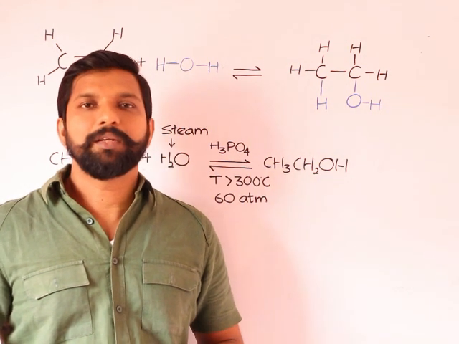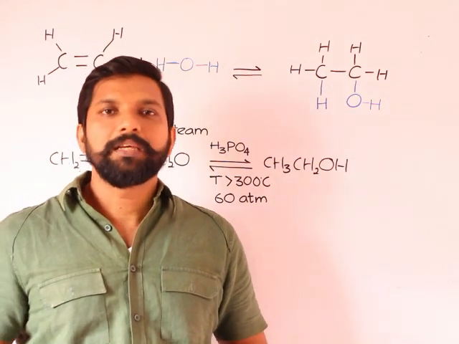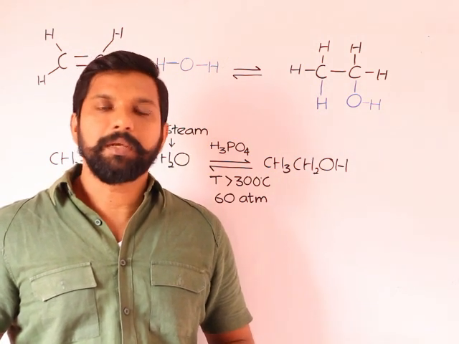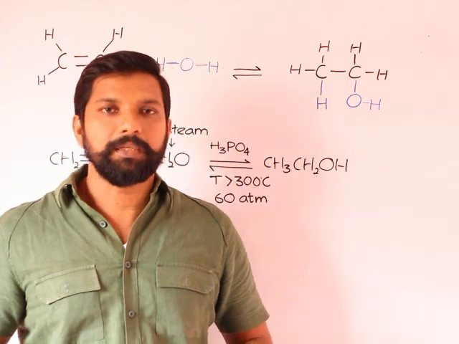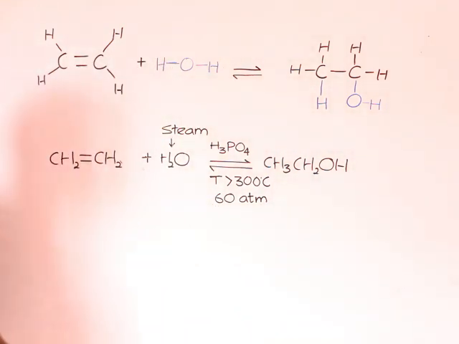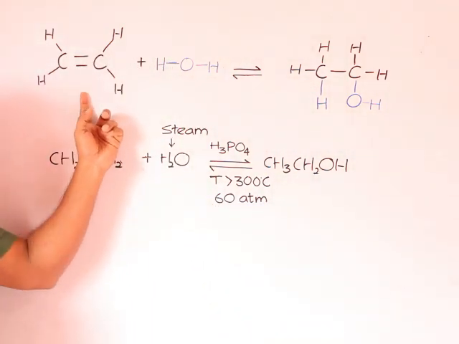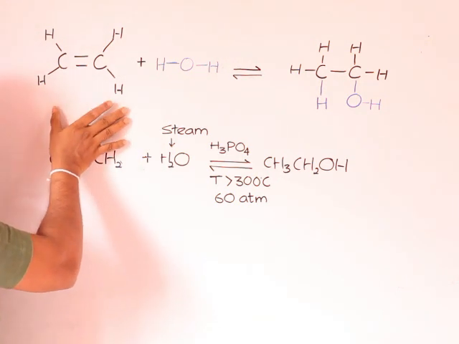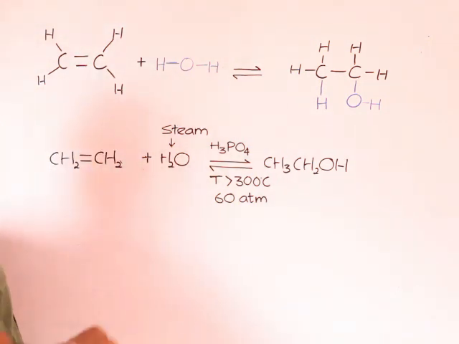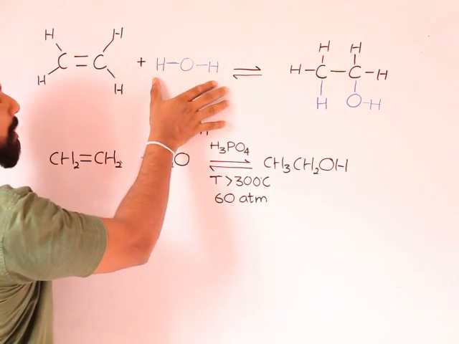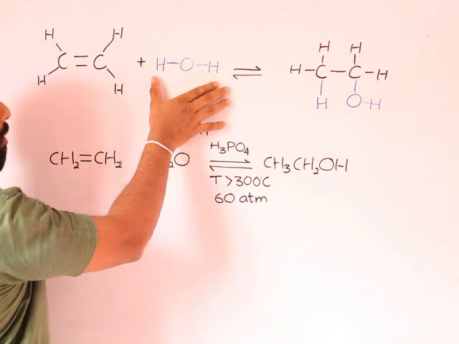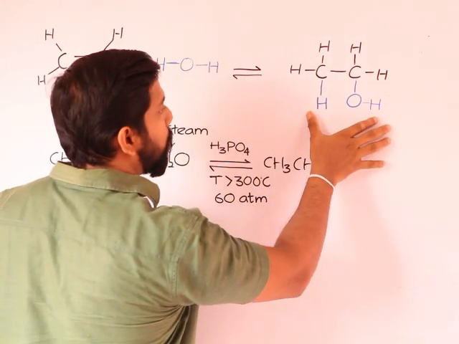The second method of producing ethanol is hydration of ethene. It is a chemical method rather than a biological method. Ethene is a gas which can be obtained from petroleum, which is a byproduct of cracking. It can be reacted with steam. That means it can be reacted with water molecules in order to obtain ethanol.